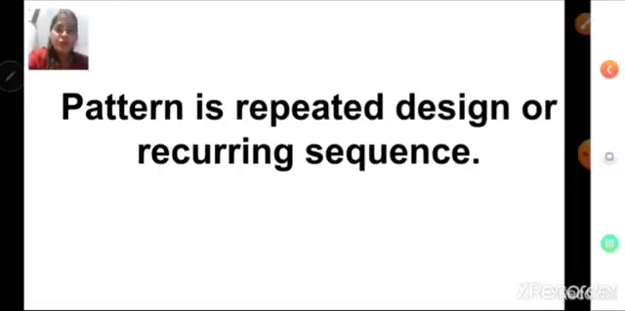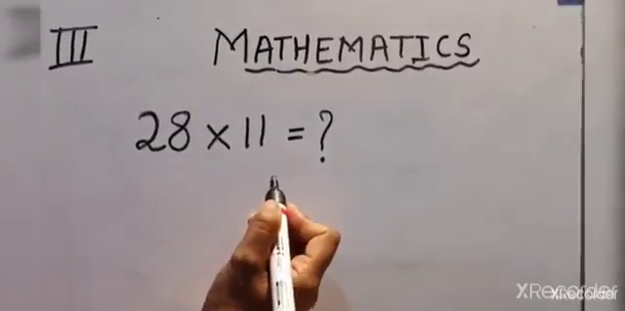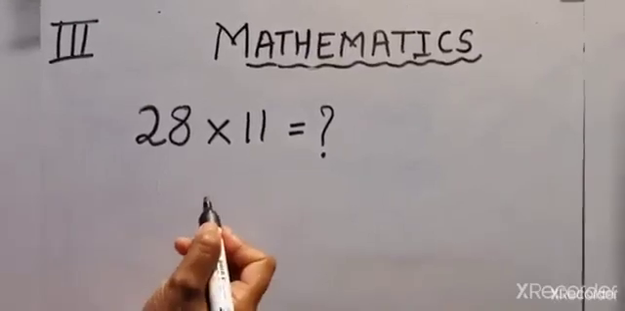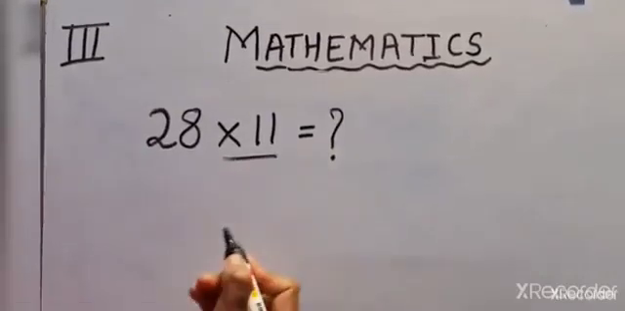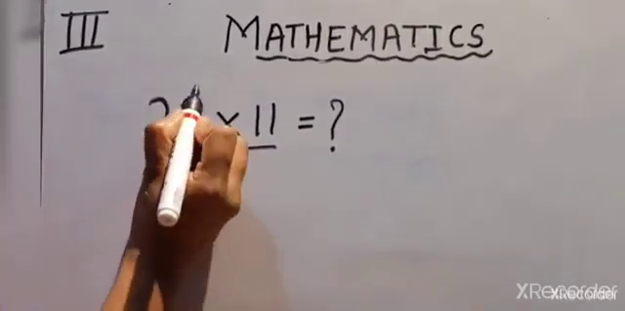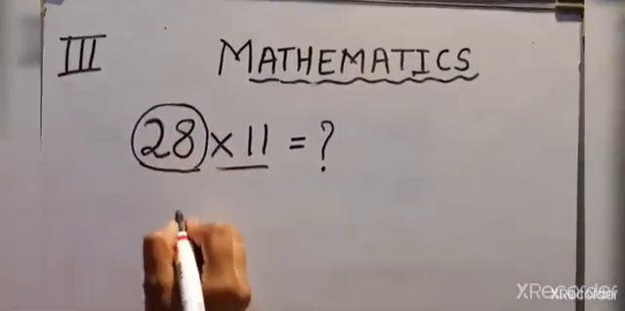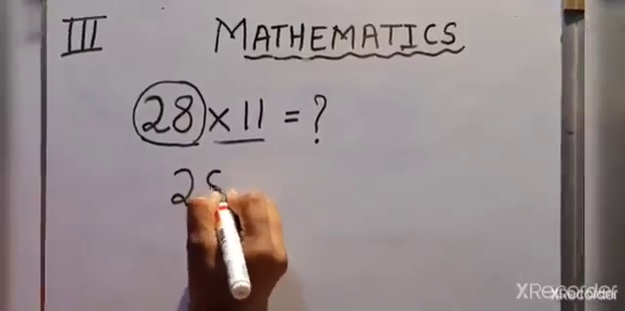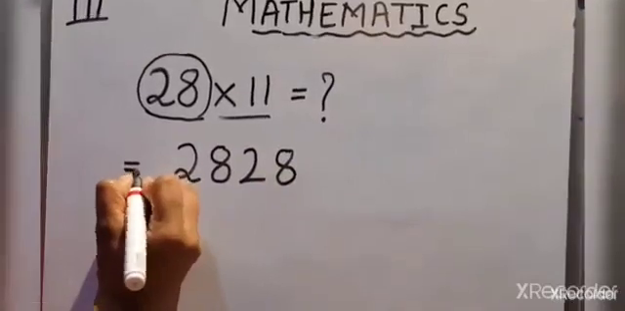Children, now I am going to show you how we have a pattern if we multiply any number by 11. Here we have 28 multiplied by 11. We can use the pattern method of multiplication only if we are multiplying by 11. Okay, and as per the method, we have to take the number and write it 2 times. So we will write 28 2 times: 2, 8, 2, 8.